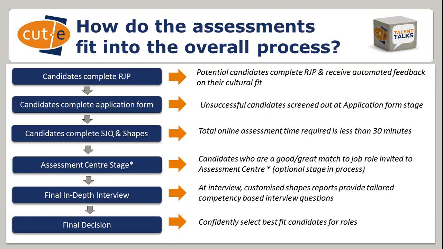Of course, you have an applicant tracking system probably when you're doing high volume, and there's probably some knockout questions. Those who progress get to take the situational judgment questionnaire and the Shapes questionnaire. It only takes about 30 minutes total for them to do both, so we're not asking for a lot. Remember, one of our value props is that we offer short tools.